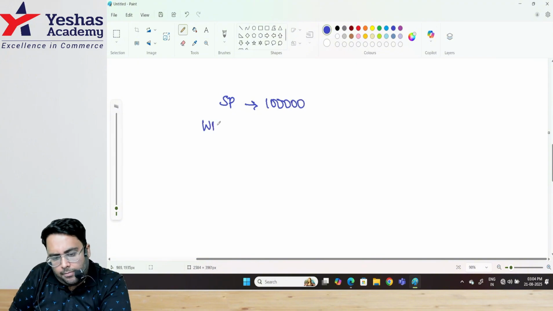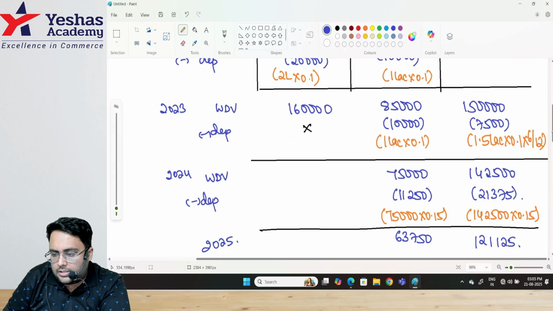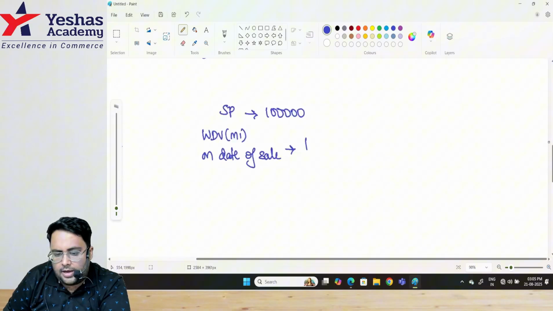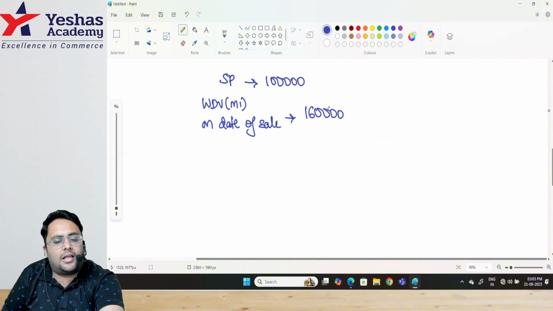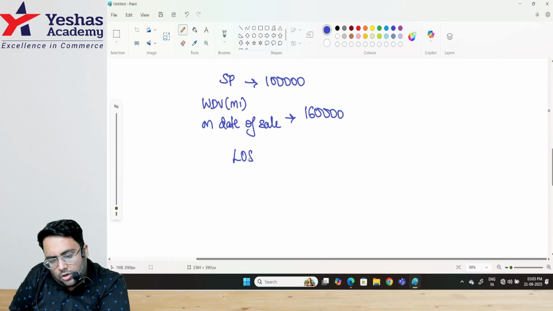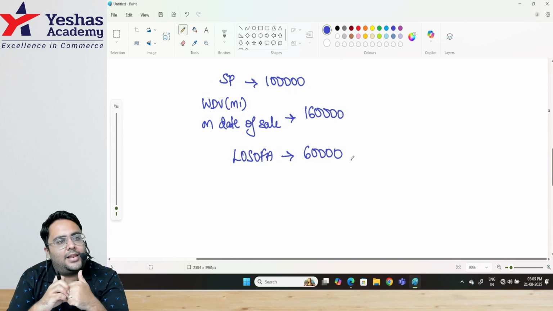What is your WDV of M1 on the date of sale? How much is your WDV of M1? 1 lakh 60,000. Yes, 1 lakh 60,000 is your WDV. Selling price 1 lakh, your WDV is 1 lakh 60,000. Do you have a profit or a loss? Loss on sale of fixed asset. Kitna? 60,000. How many of you got this right? Good. Will you be able to prepare the ledger account?